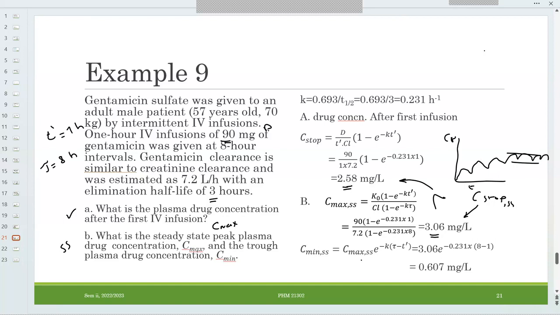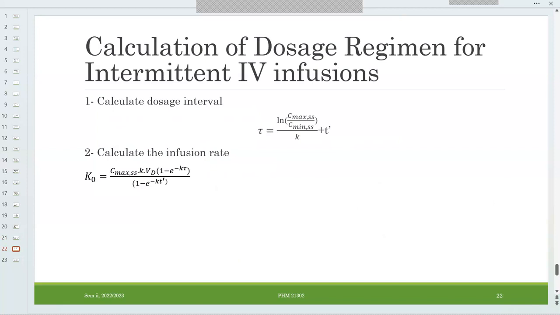Okay, so calculate Cmin steady state. You just multiply Cmax by the elimination fraction using the time between Cmax and Cmin. And as we mentioned in IV infusion, the time between Cmax and Cmin is the difference between tau and T prime. It's the tau dosage interval minus the infusion time. So it is 8 minus 1, which means there are 7 hours between them. Just multiply this level by the elimination fraction. Definitely you'll get a lower level, because this is an elimination phase, the drug is being eliminated and the concentration will decrease, so giving 0.607.